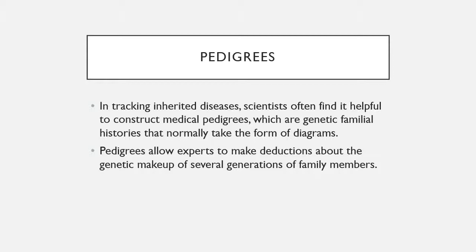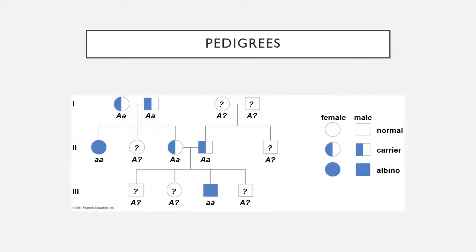And pedigrees allow experts to make deductions about the genetic makeup of several generations of family members. Let's look at first just the shape of a pedigree and what we can tell in terms of the family tree from the pedigree. So when you see two people above and people below, that means we have parents above and offspring below. A line between the two parents means they had offspring together, and a line going down shows that we are leading to those offspring.